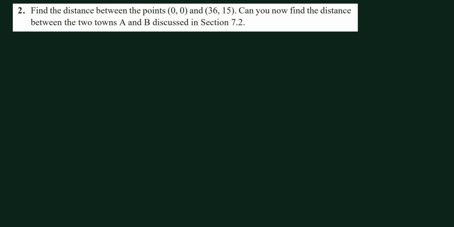Find the distance between the points 0, 0 and 36, 15. Can you now find the distance between the two towns A and B? Discuss in section 7. Now you see, it is given that let the A point be 0, 0, let us say this is x1 and y1, and the B point let us say this is 36, 15, let us say this is x2, y2.